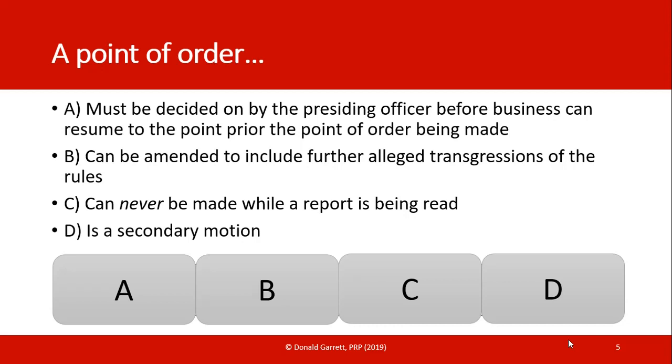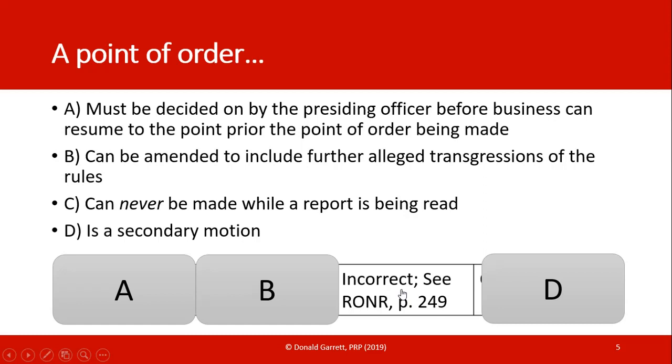Well, we'll play around with the audience. Let's say people say, "Oh, it's C. It's C." Okay, let's look at option C. Oh, look, here it says incorrect, and it tells us to go to Robert's Rules of Order, page 249.